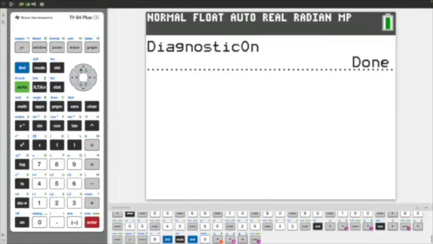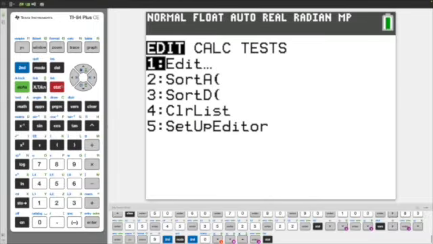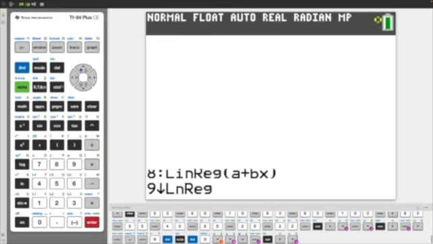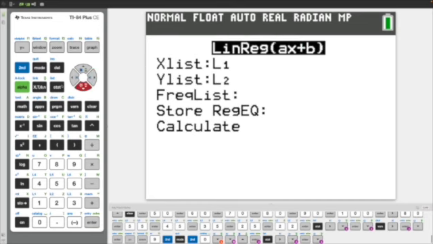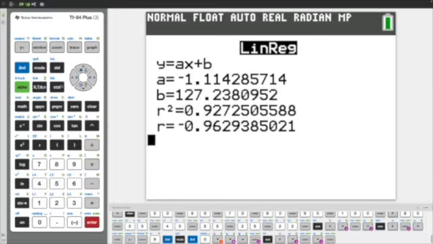And now if I run that same linear regression, I already have it stored. Now it gives you your R squared and R. You can see R is negative 0.96. That's a really strong negative correlation. R squared is 0.927, so approximately 93% of the variation of the maximum dive time can be accounted for due to the variation of the depth in feet of the dive.